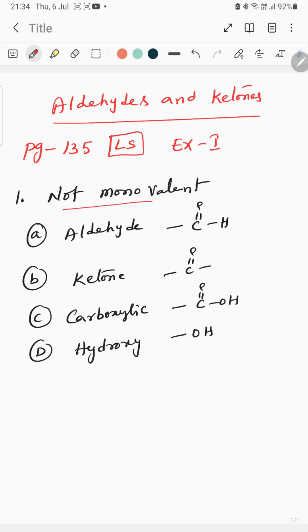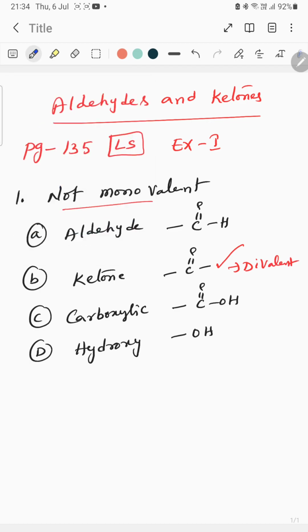What he is asking, not a monovalent. Aldehyde, one side already hydrogen is there, second one is empty. So that is the monovalent. But in case of the ketone, both left side, right side, both are empty. So it is not a monovalent. It is a divalent.